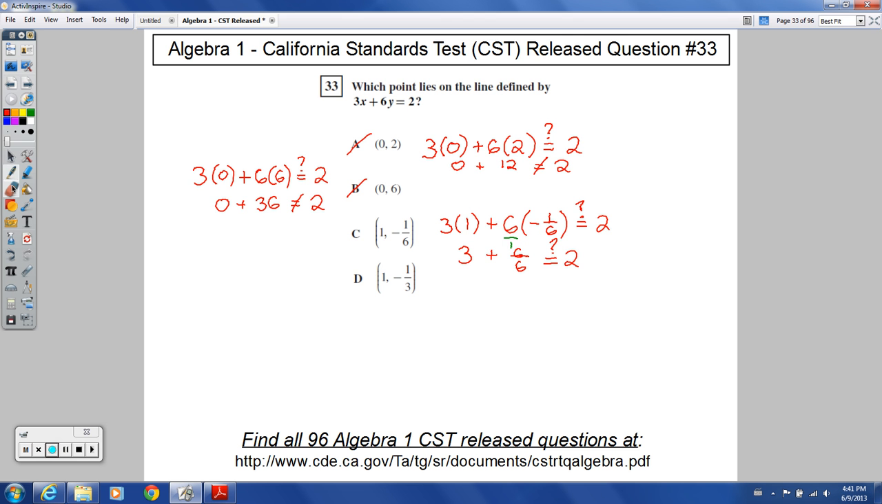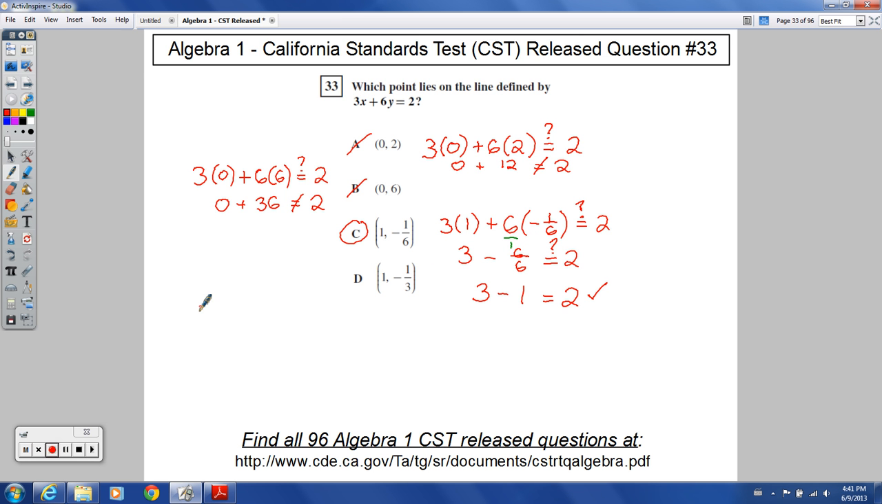I messed something up, though. Did you notice what I messed up? I had a positive times a negative here, so this would actually become a negative. And so I have a minus sign right here, and so this is the same thing as 3 minus 1. Does that in fact equal 2? Yes, it does. So this one, when you plug in 1 for x, you plug in negative 1/6 for y, you actually get a true equation. The equation holds, and so choice C seems to be the correct choice.